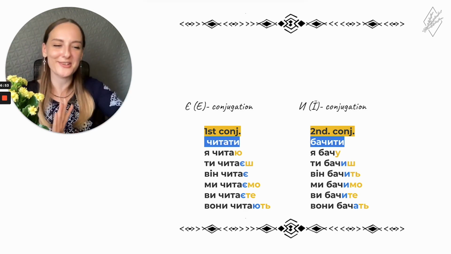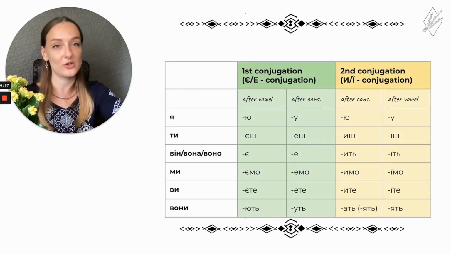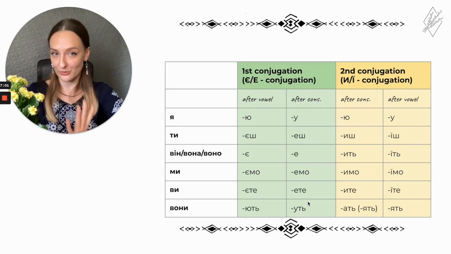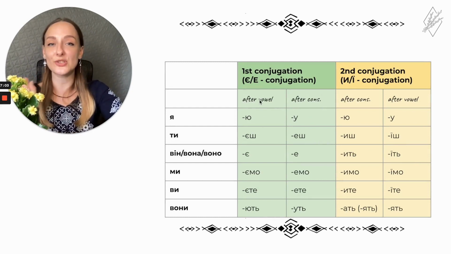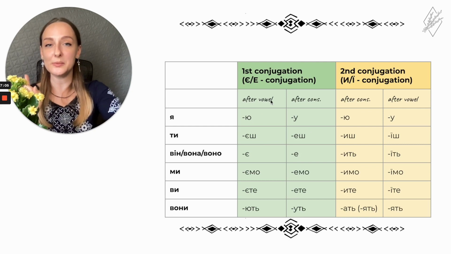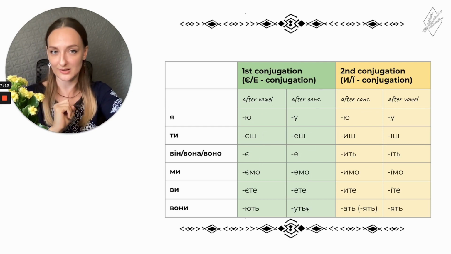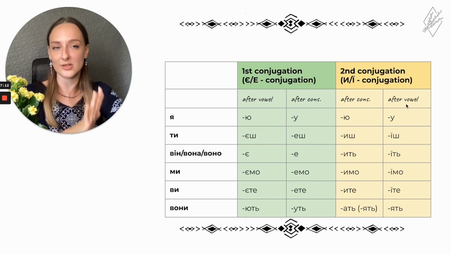But first things first, let's take a look at the possible endings in conjugations. You can see, for the first conjugation, we have 2 sets of endings. If your stem ends with a vowel, you need to use the first set. If with a consonant, the second set. Here also consonant and vowel.